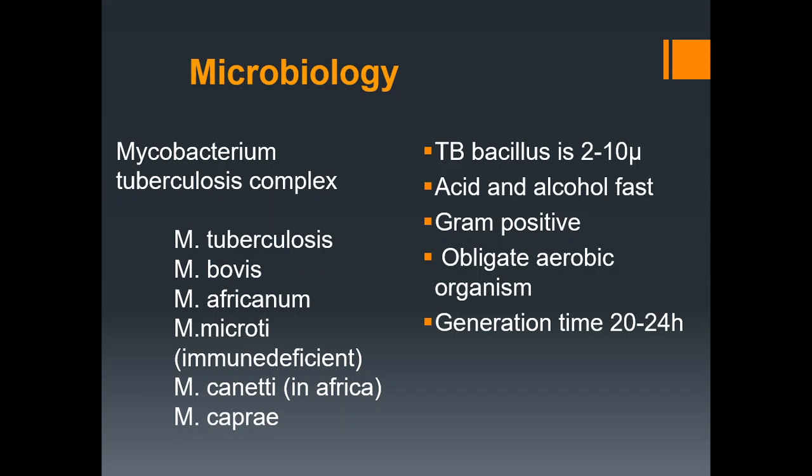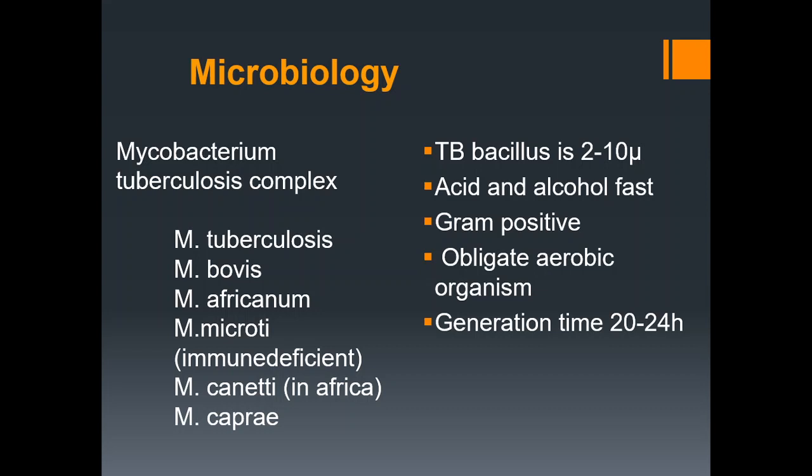What about microbiology? Tuberculosis is caused by the Mycobacterium tuberculosis complex, which contains several species that share the same culture requirements and the same antigenic structure. The TB bacillus is a short rod, about 2 to 10 microns. It is acid and alcohol fast, which means when we stain it by Ziehl-Neelsen stain using carbol fuchsin, if we add acid and alcohol, the stain will remain. It is weakly gram positive, but we don't use the Gram stain to identify acid fast bacilli.